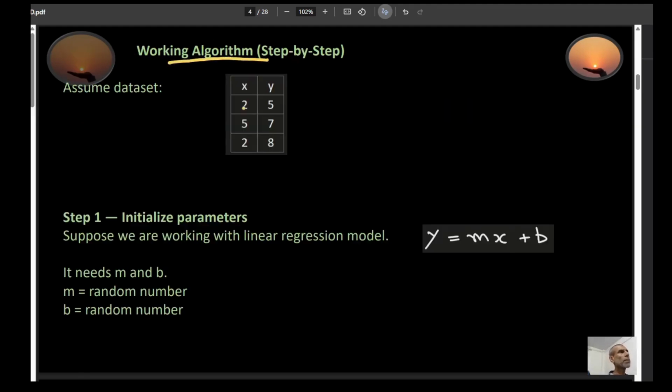So I'm going to show you step by step. Suppose we assume some data set. This is your data set right here. So these are my feature X right here. In this case, I'm just taking one column feature, and this is my prediction right here, Y.